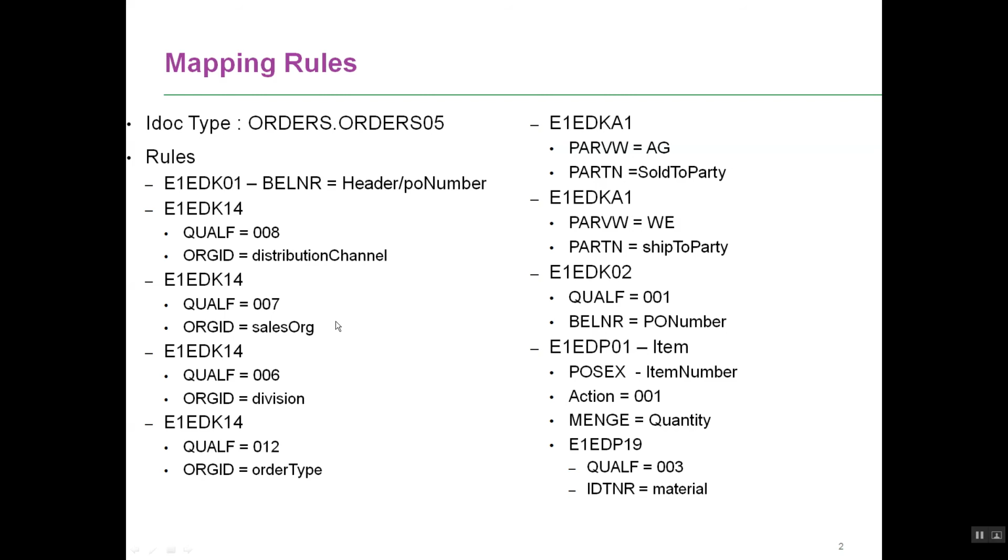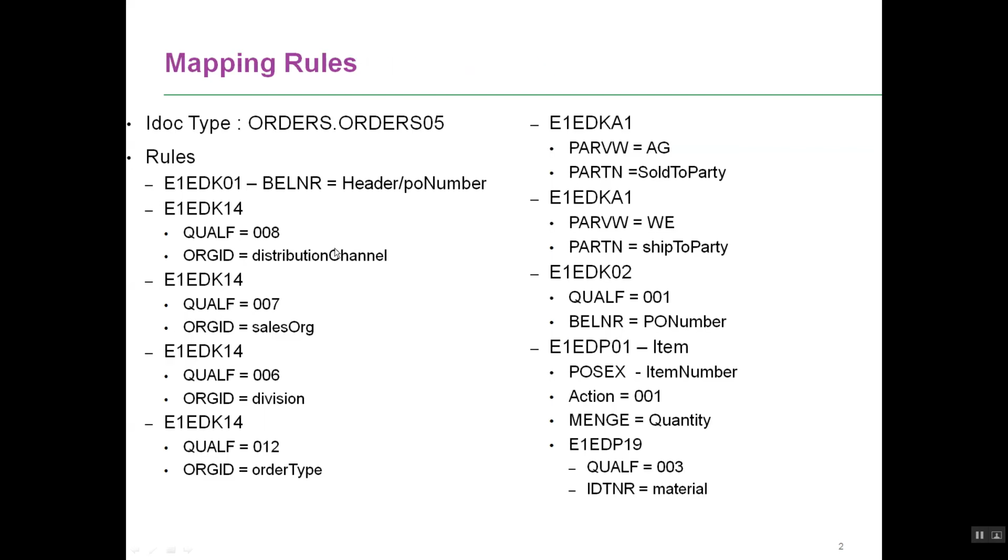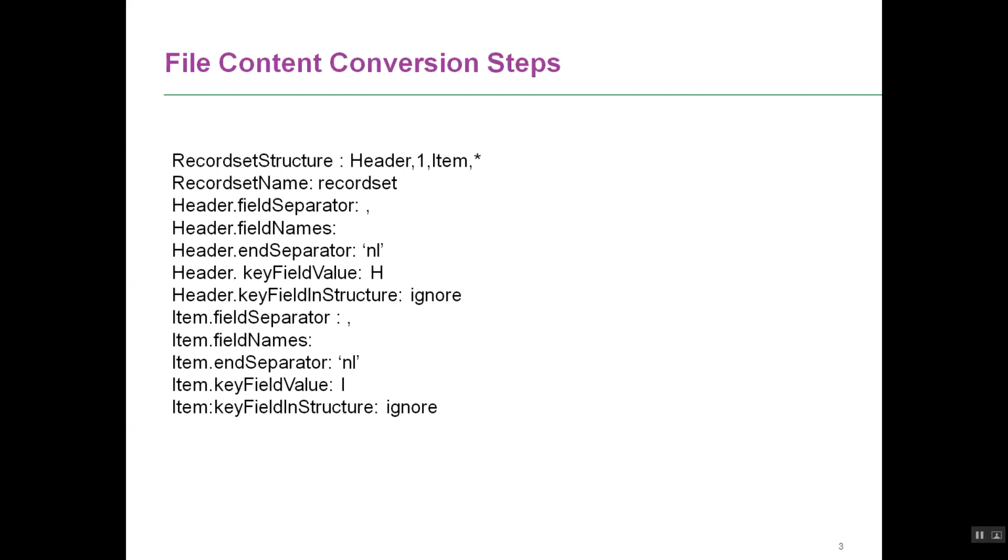Okay. The mapping rules will continue to be the same. So we will continue to use an ORDERS.ORDERS05 IDOC, and we will continue to use the same mapping. So nothing changes out there. So how is the file content conversion going to happen? In the sender file adapter, we will be selecting something that is called file content conversion, and we will be entering all these parameters here.